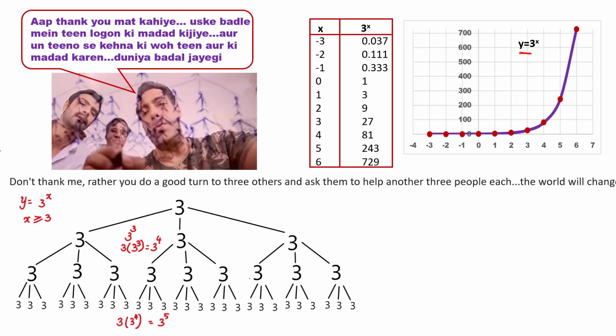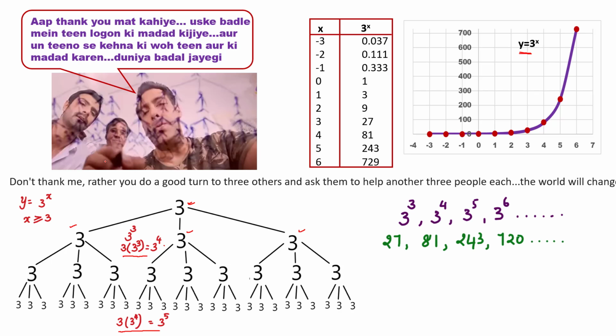So here what he told was three people, okay, the three people if they help three other people, then it will become 3 cube, and then those three people if they help three people each, then it will become 3 into 3 cube, that will be 3 to the power 4. Again if those 3 people help in turn 3 people each, then it will be 3 into 3 to the power 4, which is equal to 3 to the power 5. So the series he was giving was this: 3 cube, 3 to the power 4, 3 to the power 5 and 3 to the power 6 and so on.